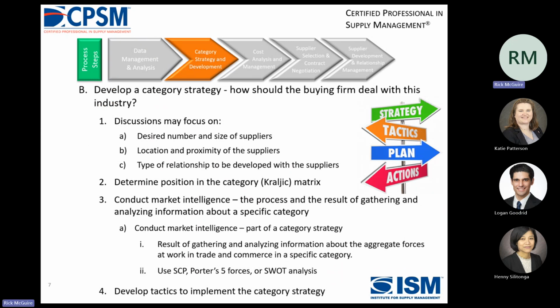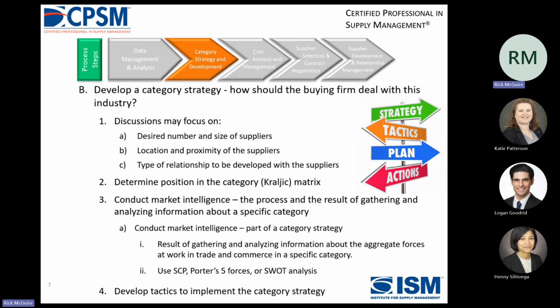So the next step is to develop a category strategy. Remember, when ISM uses category, we use commodity. It's interchangeable. How should the buying firm deal with this industry? Discussion may focus on the desired number and size of the suppliers, how big a revenue. Do we want medium-sized suppliers or big suppliers? Also the location and proximity of the suppliers, and the type of relationship to develop with the supplier. And determine the position in the Kraljic matrix. We'll cover that again in a minute. That's the 4-box deal.